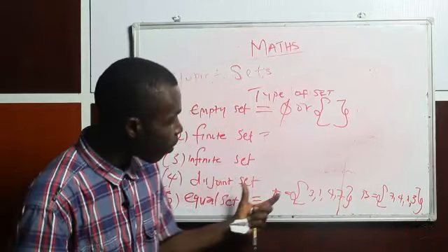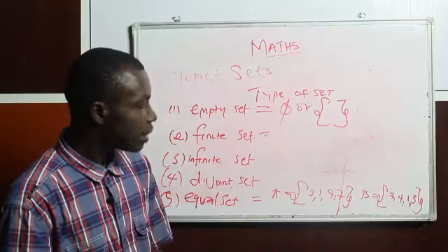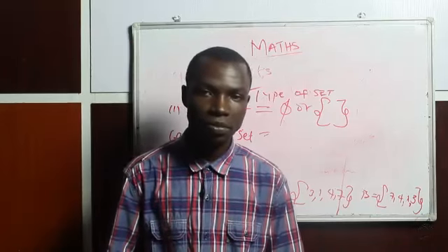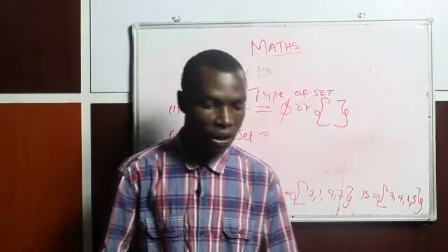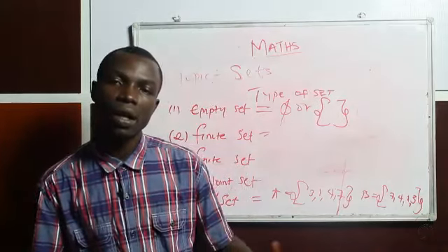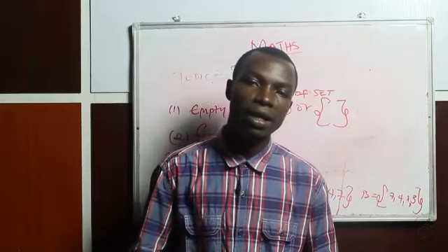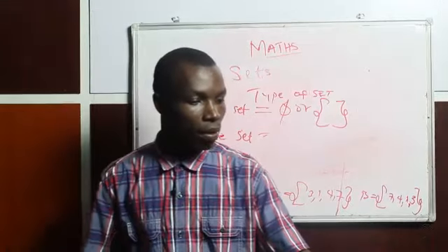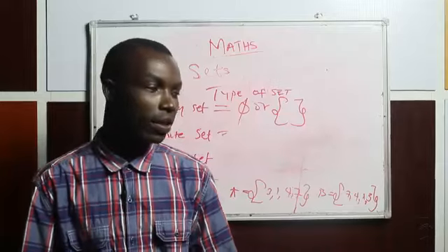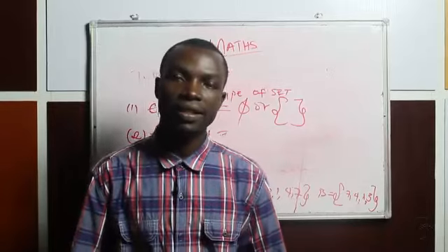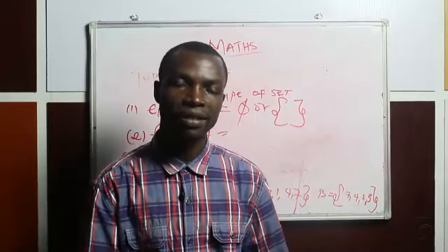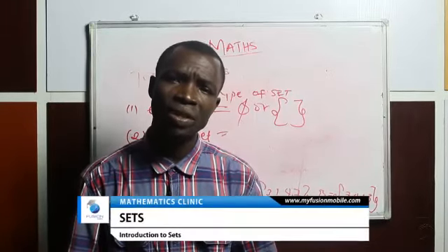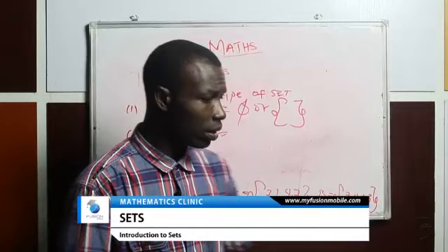So these are the types of sets we have. I believe you understand the types of sets we have explained. Let us consider this example with numbers, as I've shown you symbols of sets.